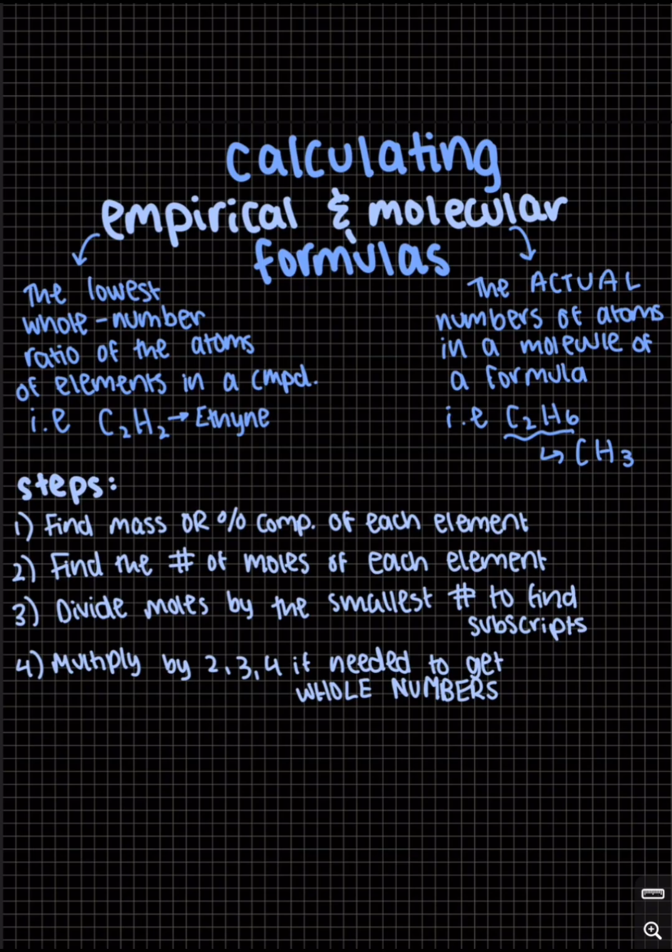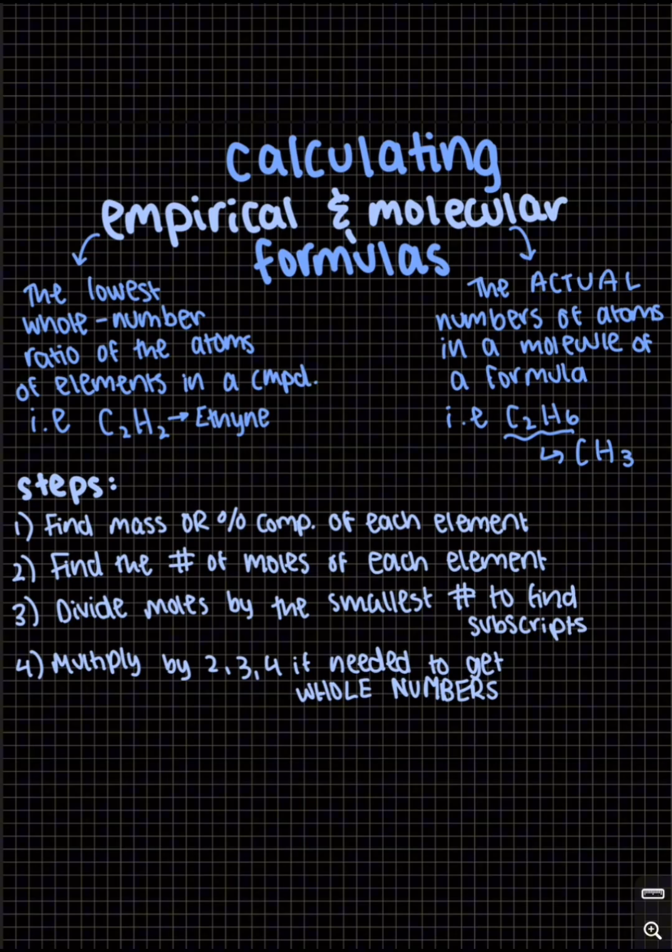For example, naturally, there is a compound like C2H6. This is what occurs in nature. You find C2H6 in nature. But this is not the simplest form of whole numbers. You can simplify this to CH3, right? This would be the empirical formula, but C2H6 is what's found in nature, and that is its molecular formula.